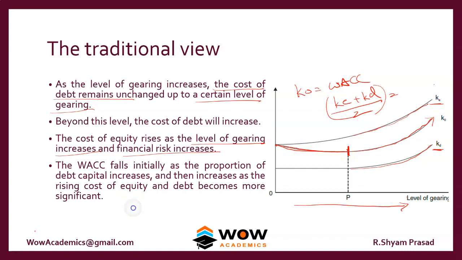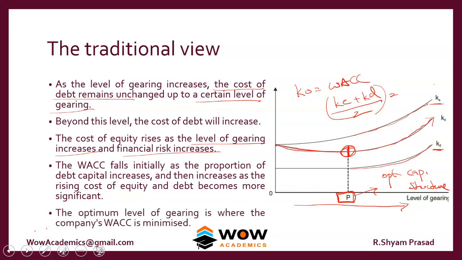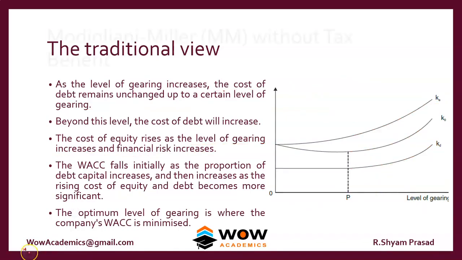So this is the traditional view of the theory. So this point is the optimal point. Again here they have marked that as P. So this is the optimal capital structure. So that's about the traditional view. The optimum level of gearing is where the company's WACC is minimized. So that's about the optimal capital structure.